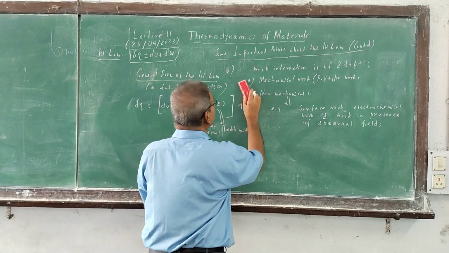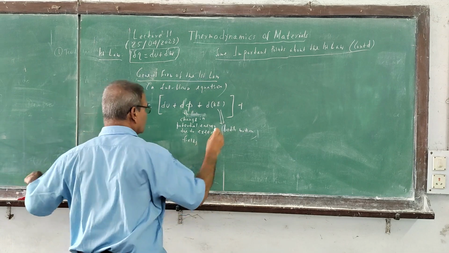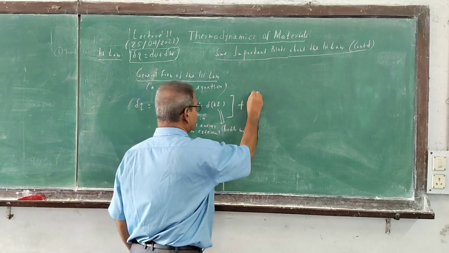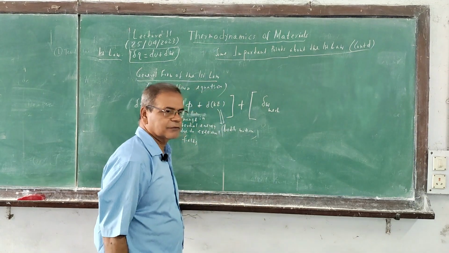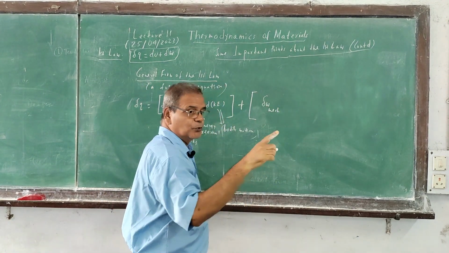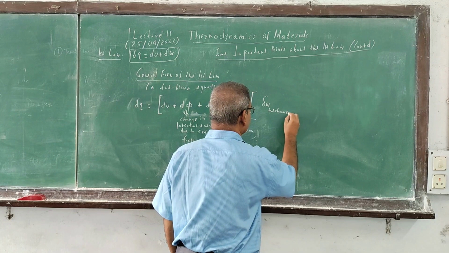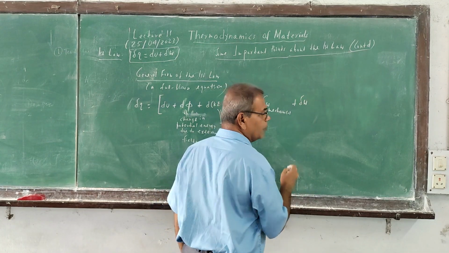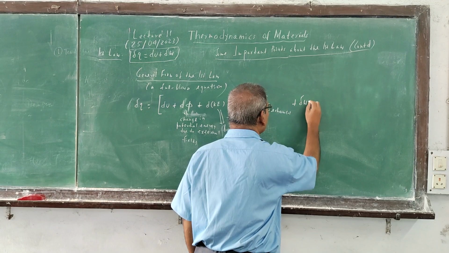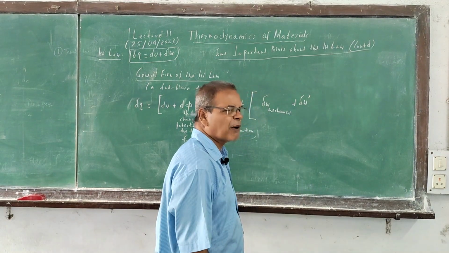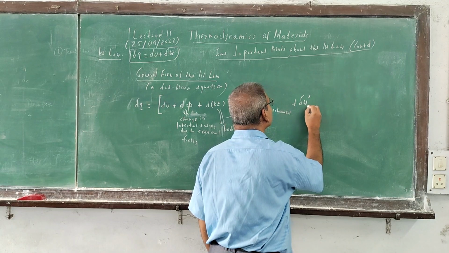Can I remove this part? dw mechanical. I have already written two types, mechanical and non-mechanical. So mechanical first, plus dw, let me write non-mechanical. I am writing dw prime. I will explain. This is non-mechanical and associated with fields.